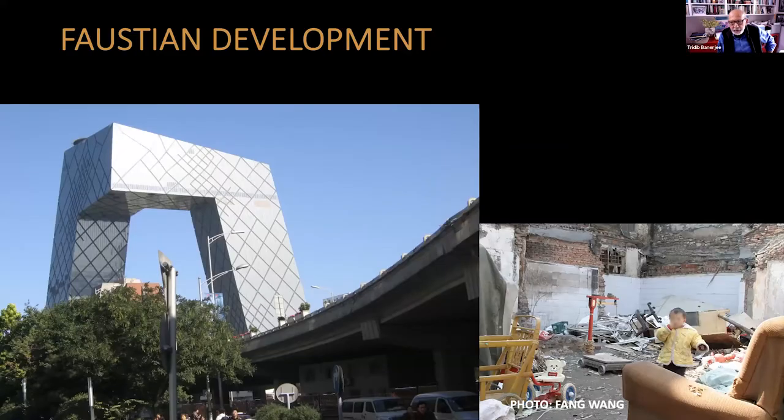So the other chapter is devoted to what I call the Faustian development, again taken from Marshall Berman. Goethe's Faust is one of the classic emblems of the tragedy of development: demolish everything that's old and start completely new. Everything has to go, everything has to be changed. This is a picture to the right by Fang Wong of courtyard housing demolished in Beijing. On the left is Rem Koolhaas's famous building for the Chinese television corporation.